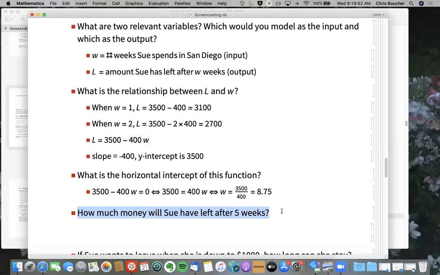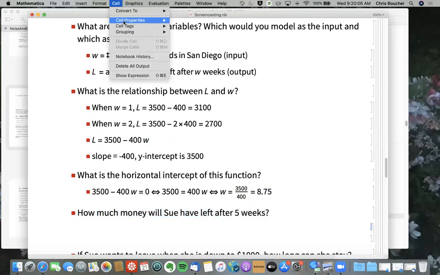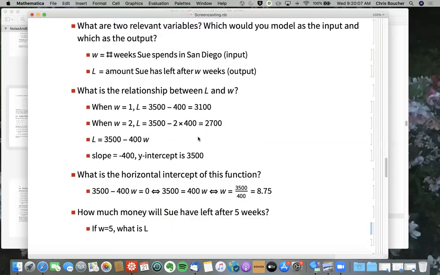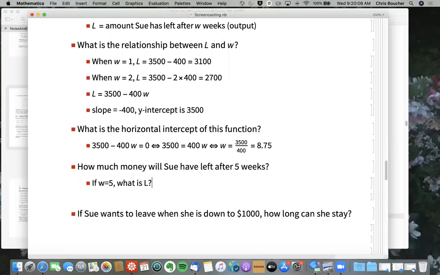How much money will she have left after 5 weeks? It's saying if the input value is 5, right? The input is the number of weeks, what will the output value be? How much money will she have left? So another way to phrase this in terms of our variables is, if W is 5, what is L?